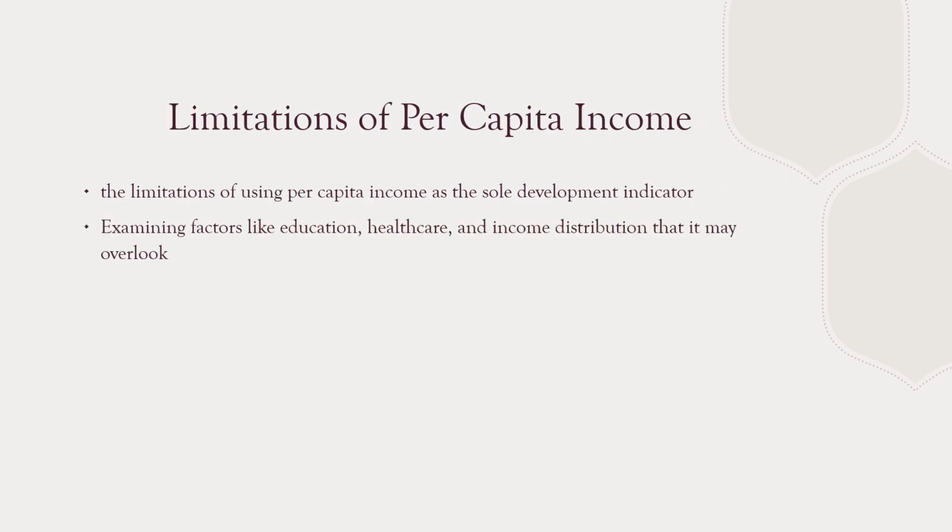So now let's see what are the limitations of per capita income. While income is crucial, it doesn't capture the full scope of development, ignoring factors like education, healthcare, and income distribution. Examine factors like education, healthcare, and income distribution. These aspects are essential for evaluating the well-being and quality of life of a population. Now let's go to the next slide.